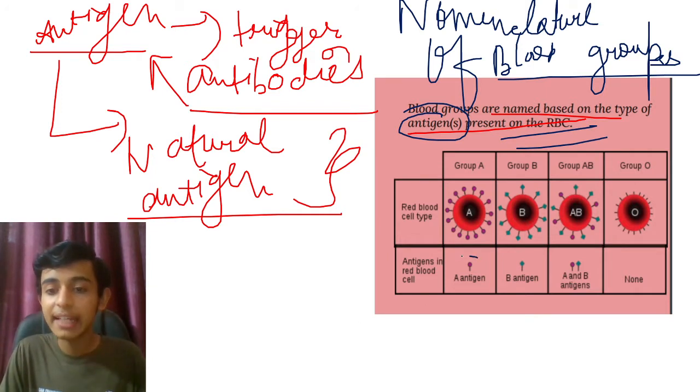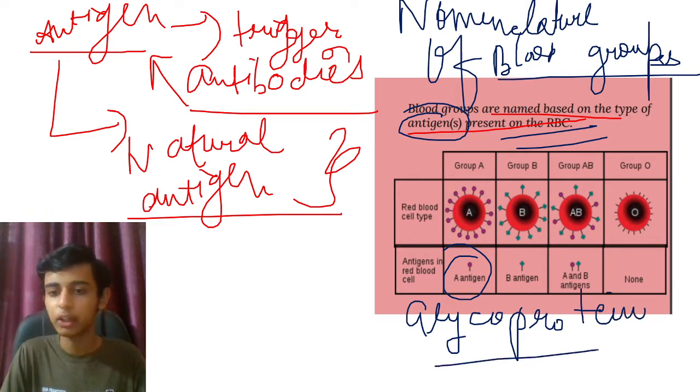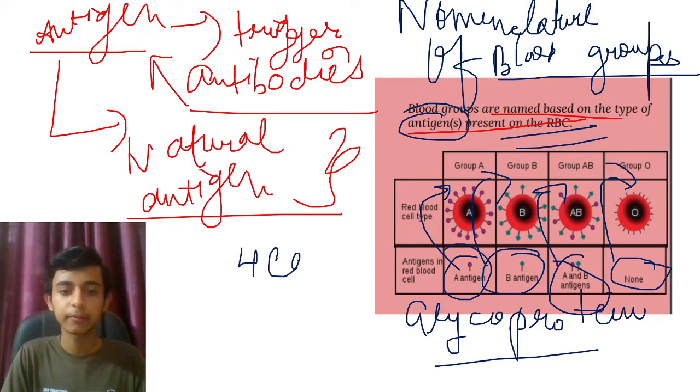So if you have A antigen here, which is a glycoprotein, it means your blood group is A. You belong to the blood group A. Clear? If you have B antigen, it means you belong to the blood group B. It is a type of antigen, a type of glycoprotein or a natural substance. If you have A and B, both antigens, then your blood group is going to be AB. And if you do not have any antigen on the surface of red blood cells, then your blood group is going to be O. So there are 4 cases.